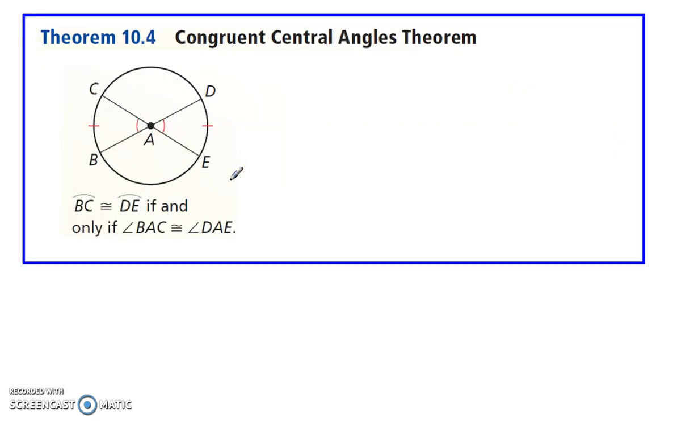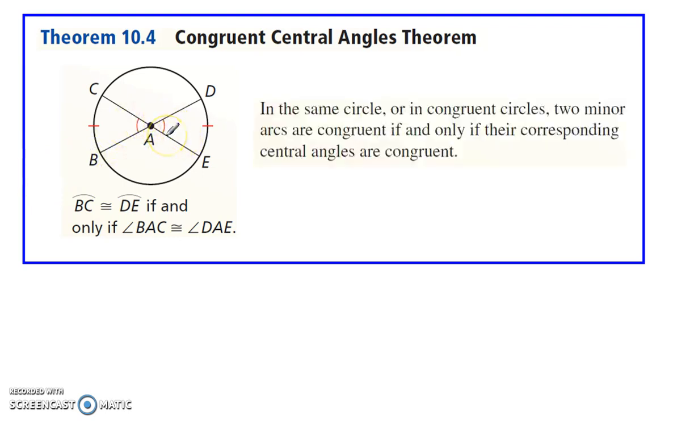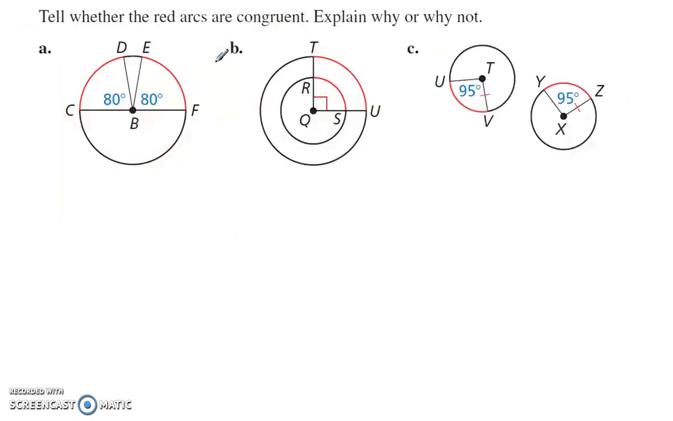Alright, congruent central angles theorem. In the same circle or in congruent circles, two minor arcs are congruent if their corresponding central angles are congruent. So if you have 45 degrees and 45 degrees, then those are congruent.